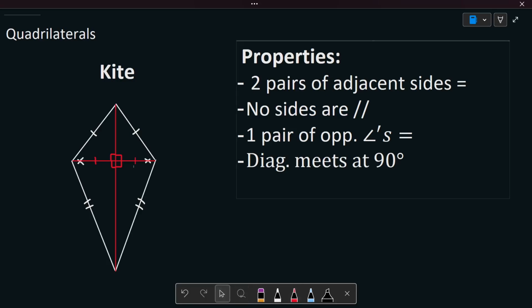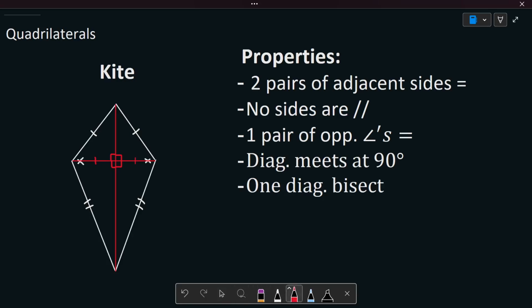So then we can say that only one diagonal will bisect, which is obviously the diagonal going from top to bottom. It bisects the horizontal line.